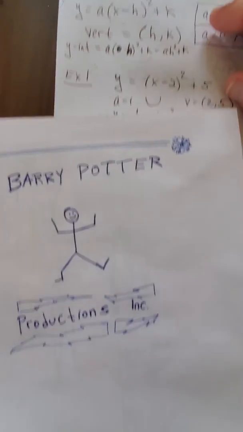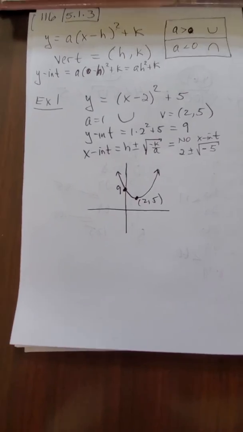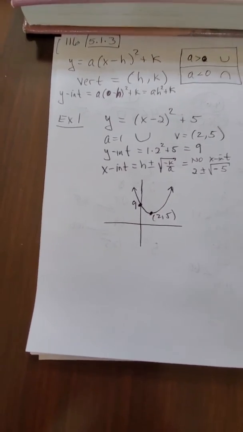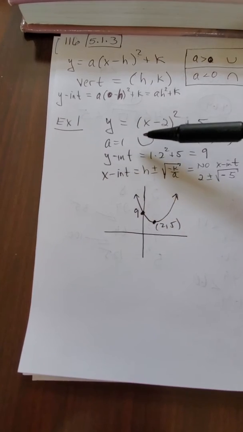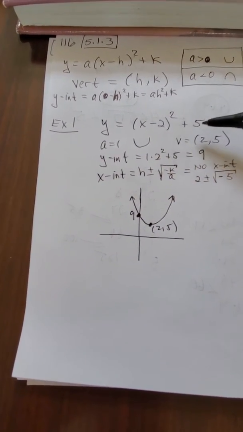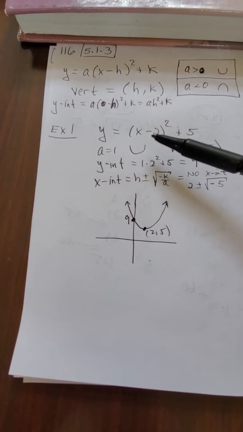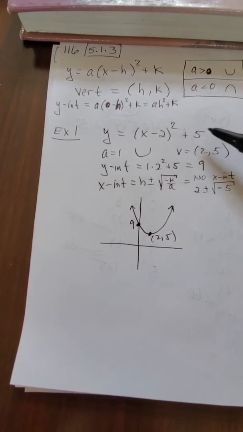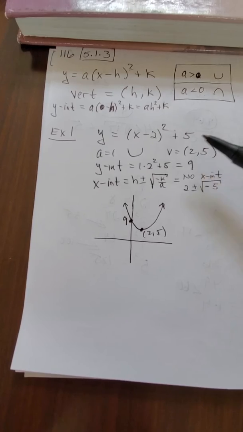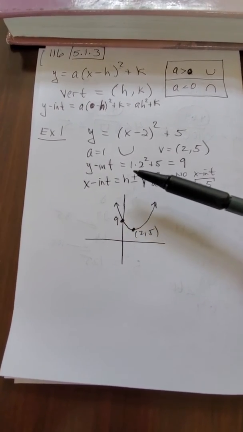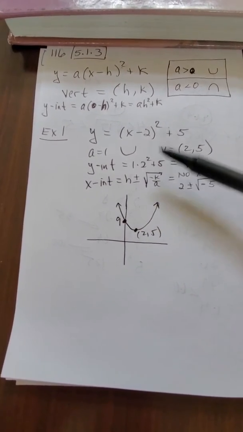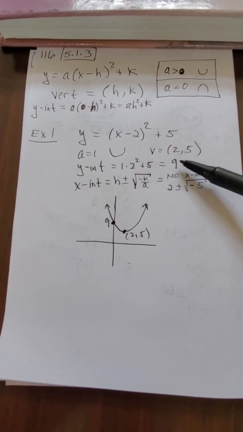And here's an example of how that works. If we look at the equation y equals x minus 2 squared plus 5, we see that a equals 1, which means it's going to be a happy parabola. The vertex is automatically 2 comma 5, so that's our vertex. We got it right away. The y-intercept is going to be 1 times 2 squared plus 5, using that same formula, which is 9.